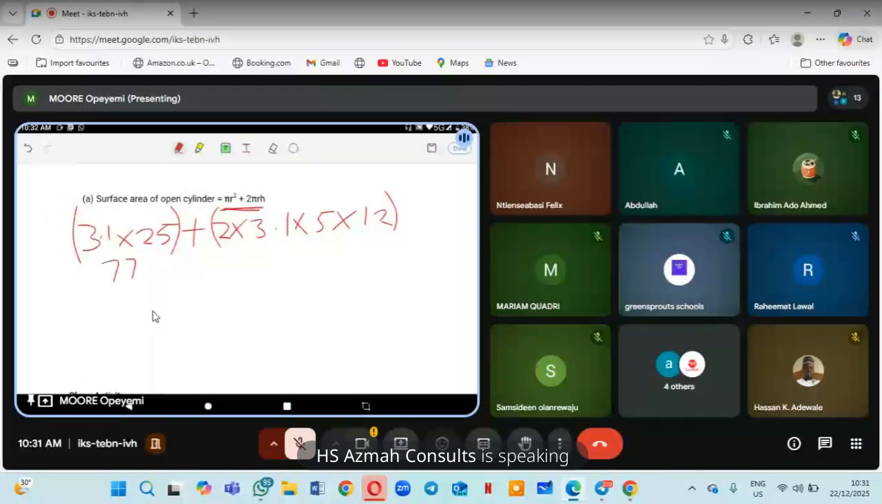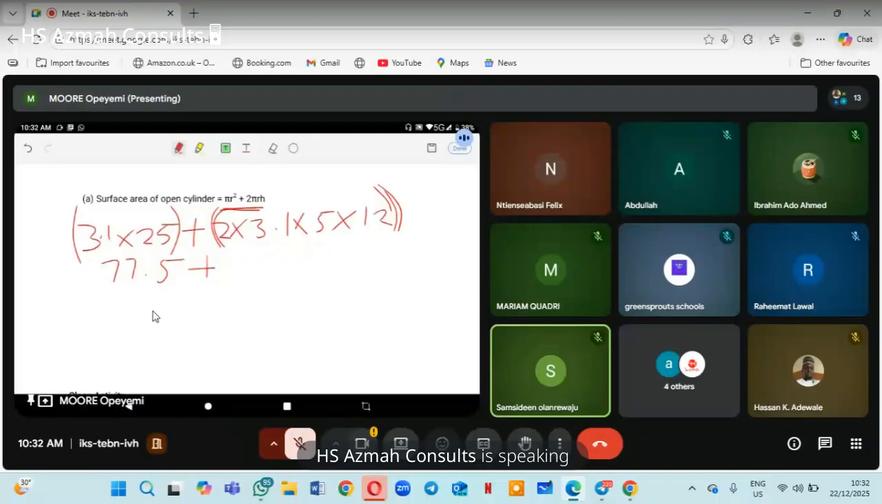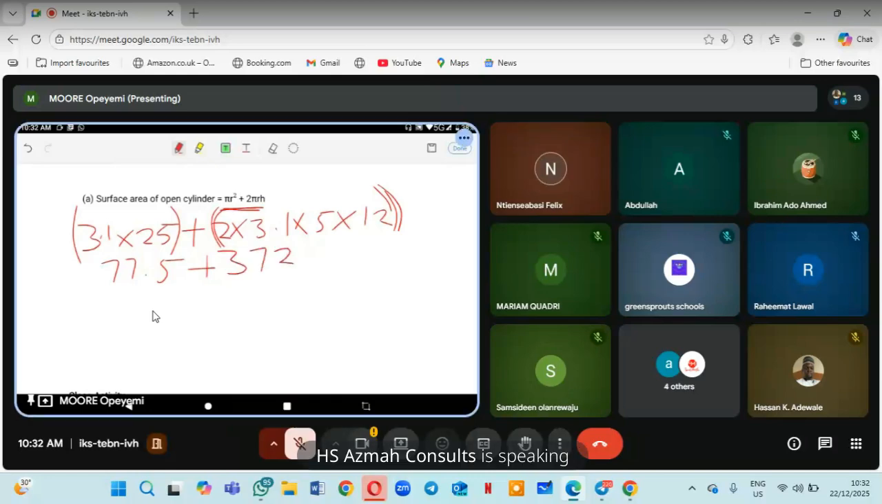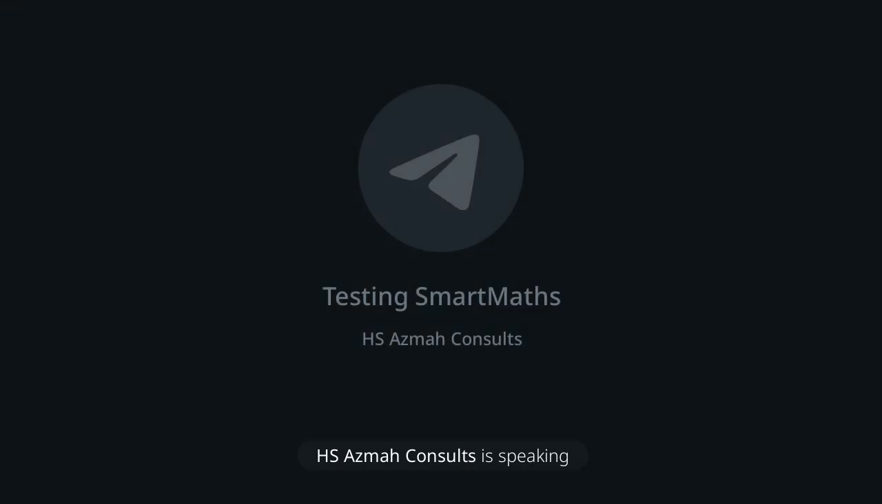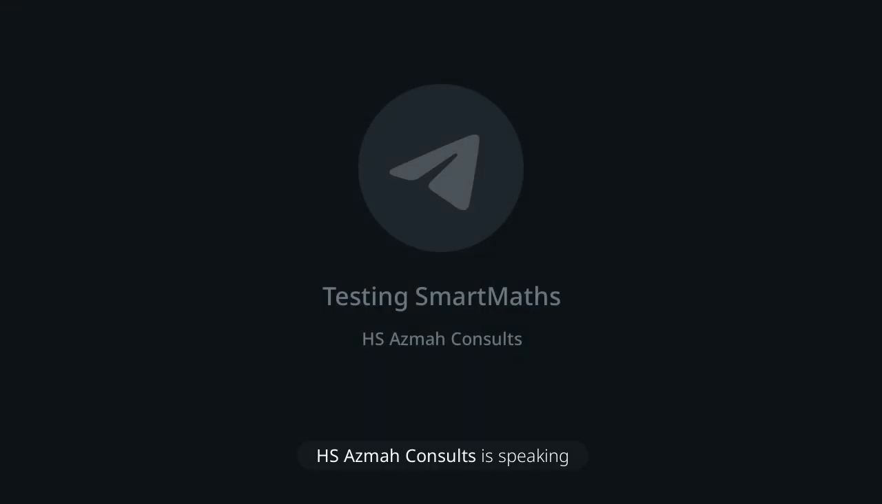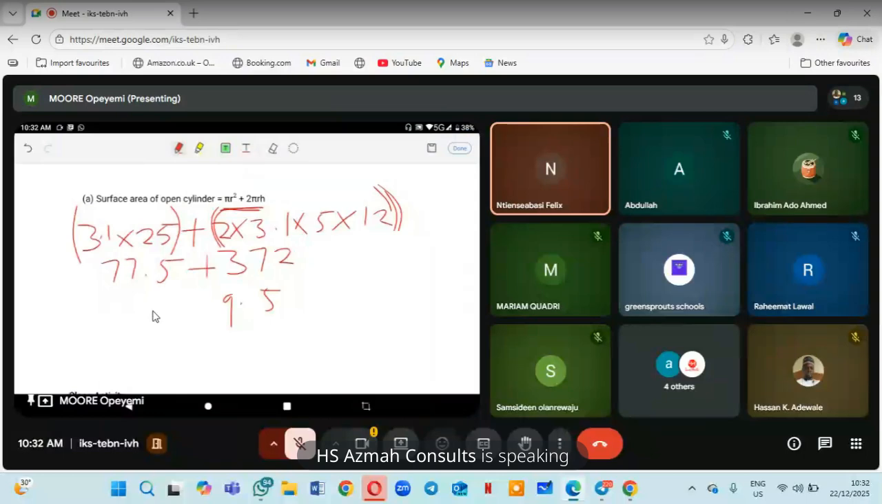Then plus, when you multiply this in the bracket, what do you get? 2 times 3.1 times 5 times 12. 372. That is 31 times 12. Somebody said 37. Is that correct? Times 12. Yes, sir. Okay, so the addition of the two will give us what? 449.5.